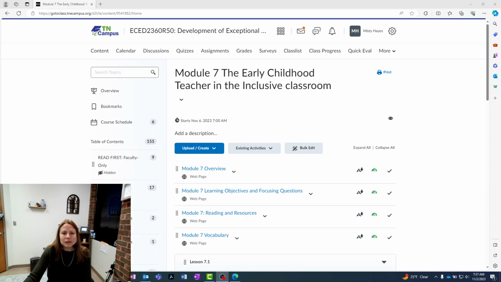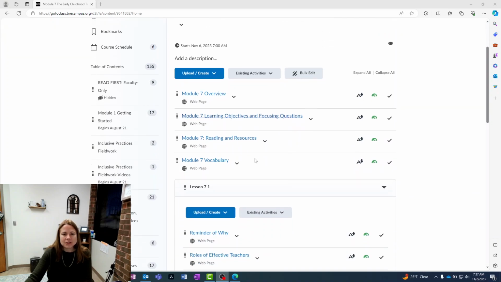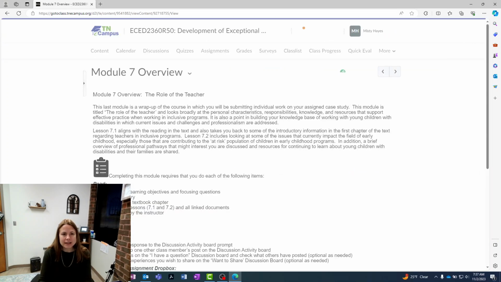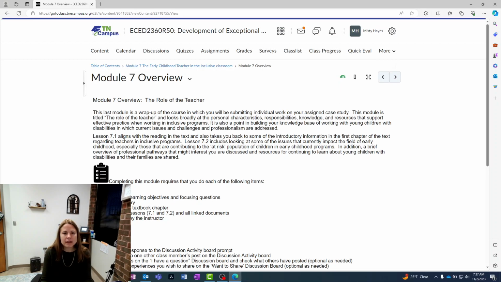So now we're really looking at the inclusive classroom, right? So when we're looking at Module 7, which is our last module that we're working on, we really look and reflect on what we're doing as a teacher, right? So this is the last module to really wrap us up. And this is the last work you're going to have with your individual case study child. So this is titled The Role of the Teacher.